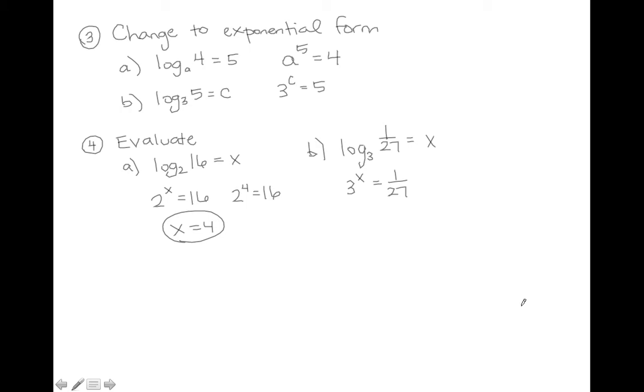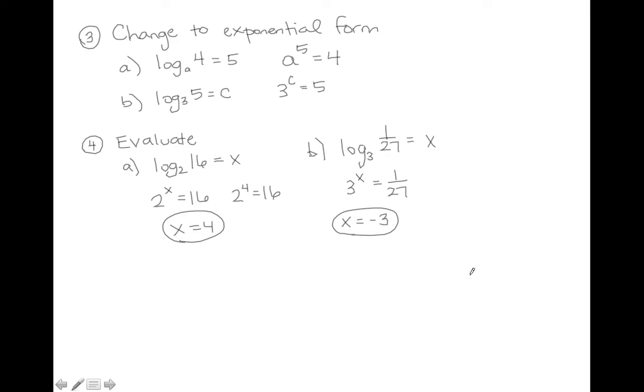Okay, so 3 to what power gives me 1/27? Well, let's just think about the 27 first. 3 to what power gives me 27? So 3 times 3 is 9, times 3 is 27. So that's the 3rd power. But to get it to flip to the bottom of the fraction, that exponent will need to be negative. So this will be x equals -3. So 3 to the -3rd power is 1/27.